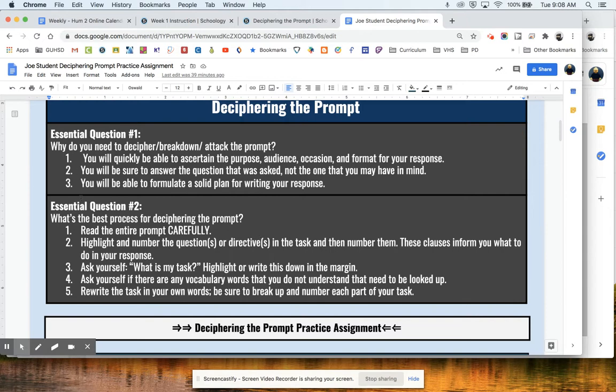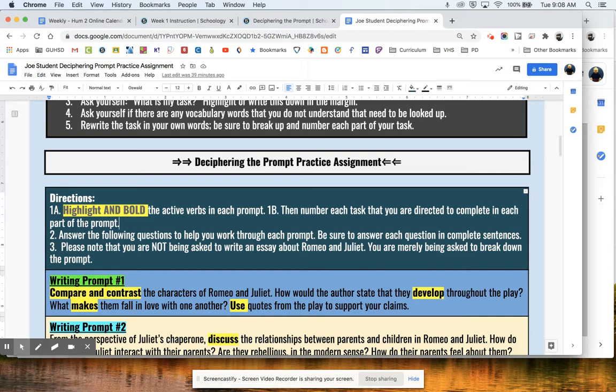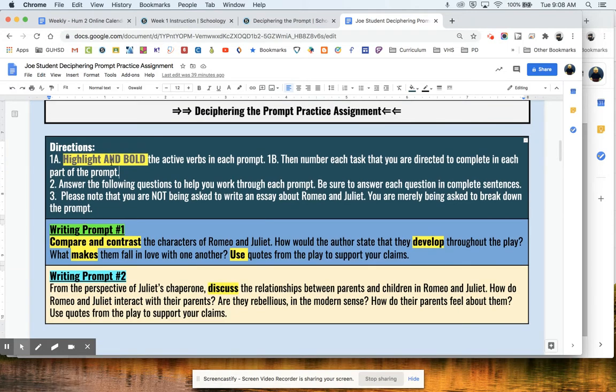Please review the first two essential questions so that you know what learning goals we have. And then for Deciphering the Prompt, please pause the video and read through the directions. Now that you've read through the directions, you want to look at writing prompts 1 and 2. I've already highlighted some of the active verbs in the prompt.